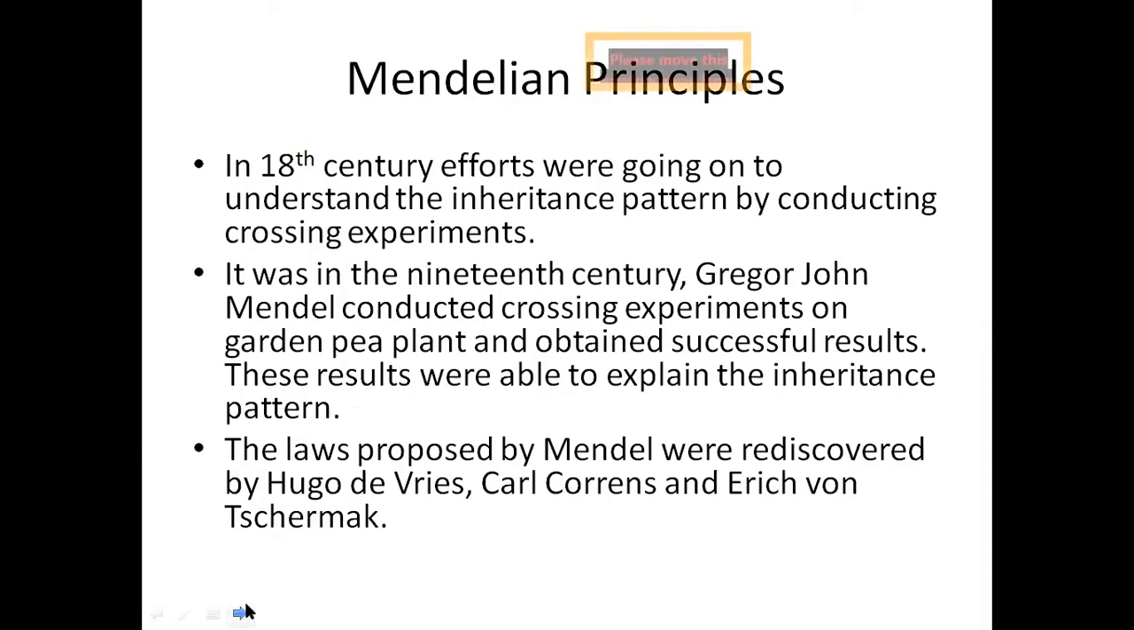Mendel made a great contribution to genetics and is said to be the father of genetics. Several experiments regarding inheritance patterns were conducted even before Gregor John Mendel, but it was in the 19th century that Gregor John Mendel conducted crossing experiments on garden pea, that is Pisum sativum. He obtained successful results, and based on them he was able to propose laws of inheritance, which are termed the Mendelian principles.